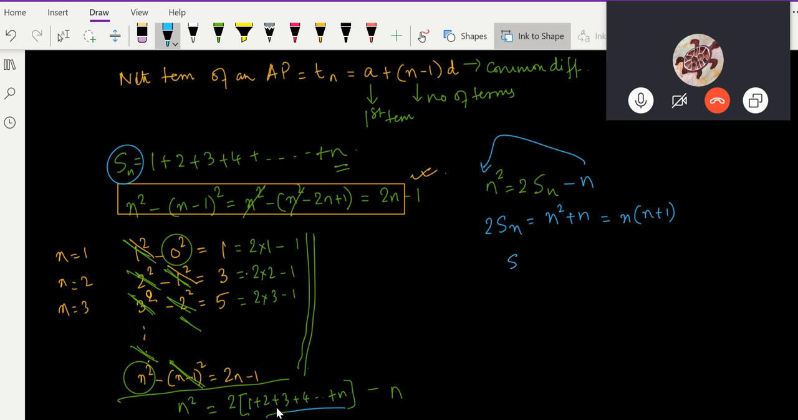So Sn will be n into n plus 1 divided by 2. Now I have got the sum of the first 10 terms. Did you understand this?